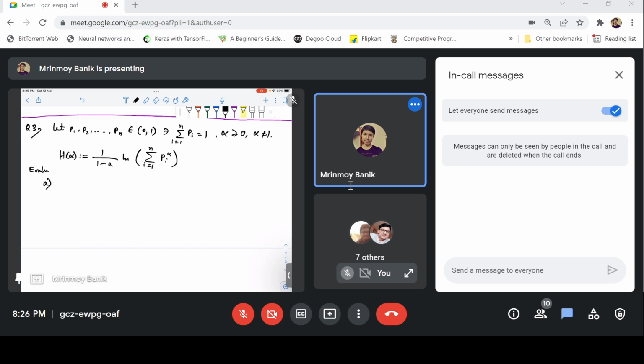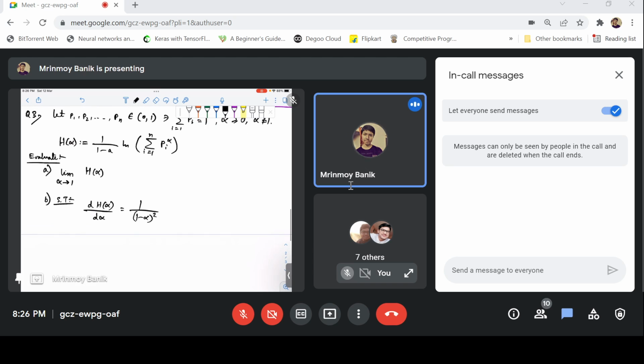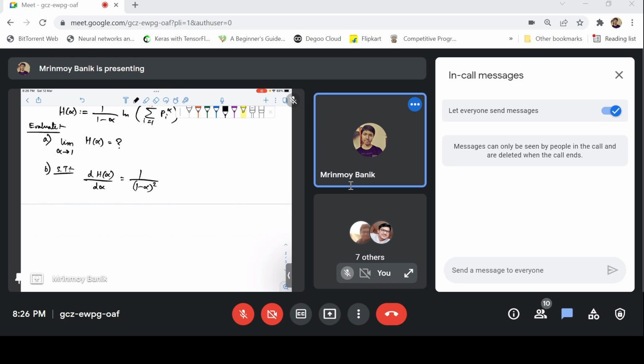So evaluate the limit as alpha tends to 1 of H alpha, and show that dH alpha by d alpha plus 1 minus alpha squared. Oh, sorry, actually, this is alpha, not a. Some weird looking thing. We have to show that this weird looking thing is true. And what is Zi?